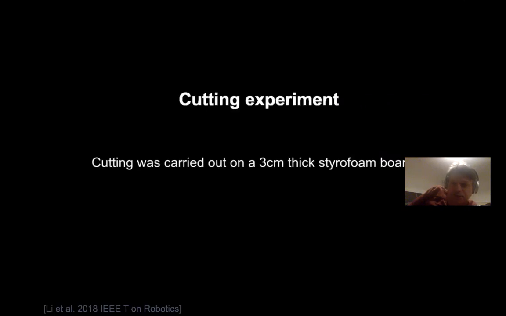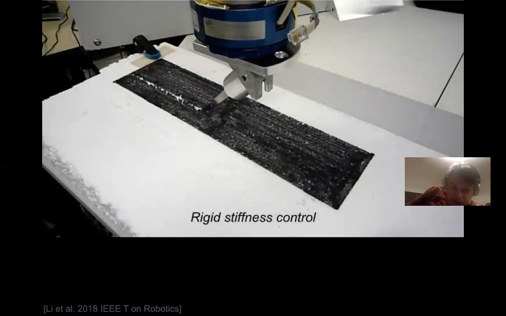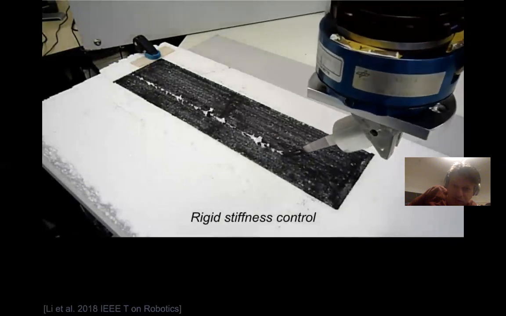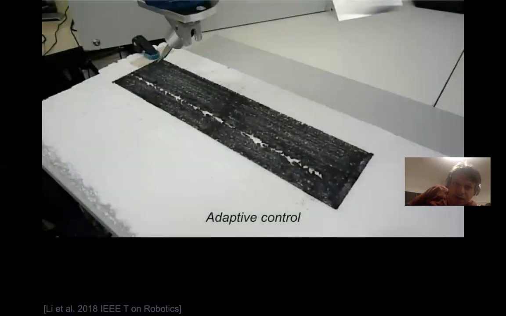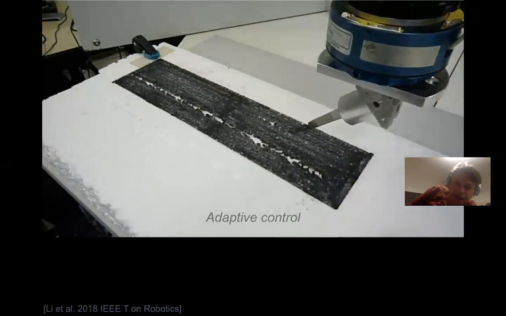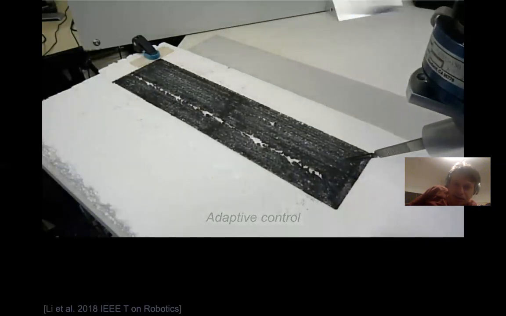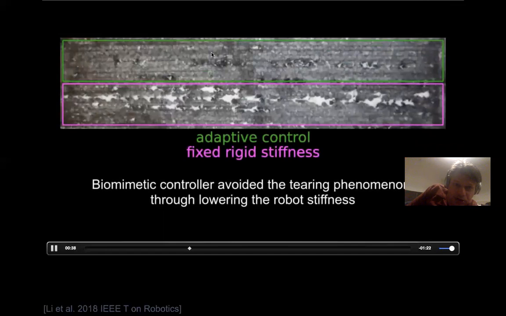So first, cutting of a styrofoam, which is quite hard, as you know, if you have tried. So you hear and you see that it's not cutting well if there is no adaptation. And when you put human-like adaptation, then you see that the cut is becoming much smoother and less noisy. And so you see the result. You have much better cuts with human-like adaptation.